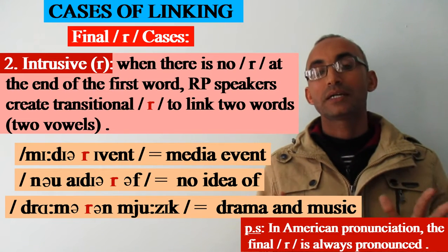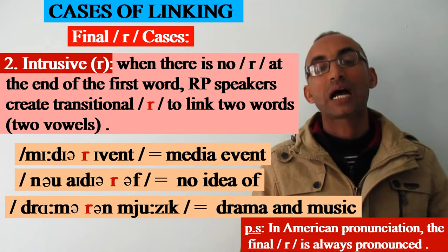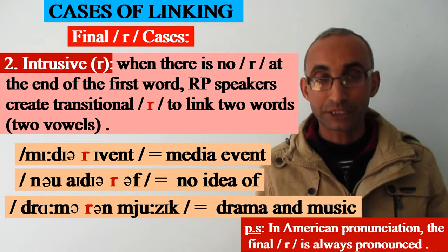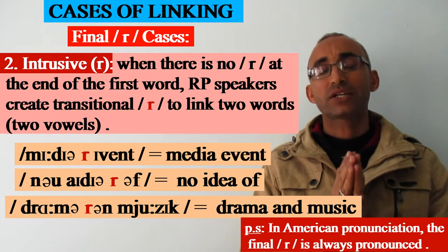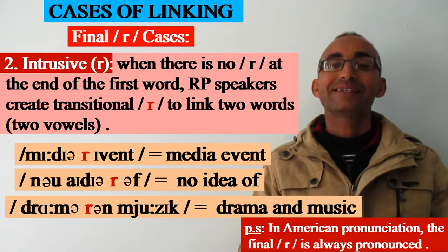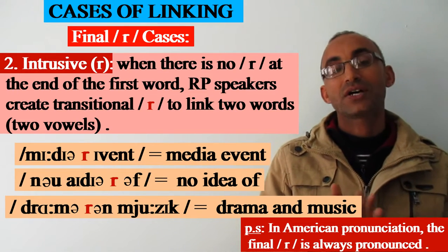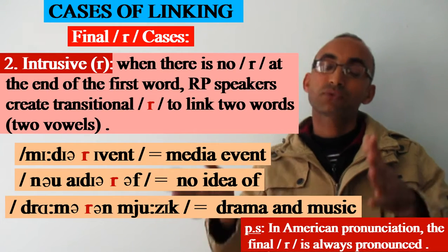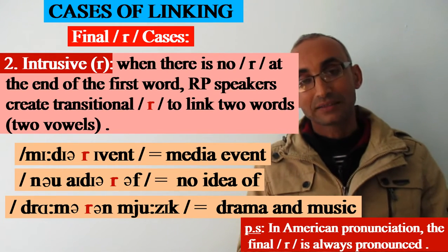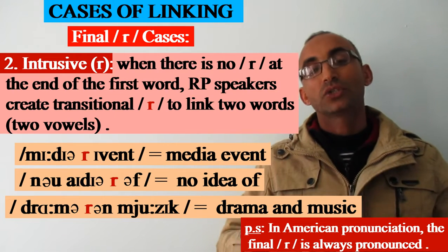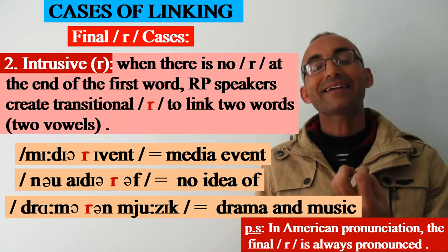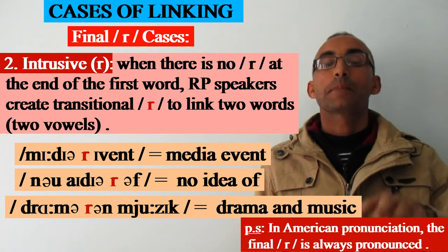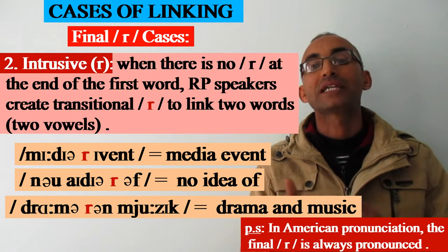So this is simply about the sound letter R and its function in linking English words. I repeat, the R at the end of English words, when it is preceded by a vowel, is never pronounced unless the word after it starts with a vowel. Clear? With a vowel. Right. Now, for the case of intrusive R, sometimes the English use an R which doesn't exist originally in the first word, at the end of the word, but just to link the two vowels smoothly.